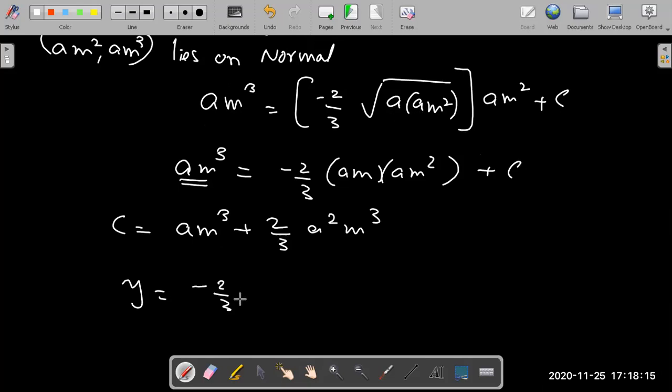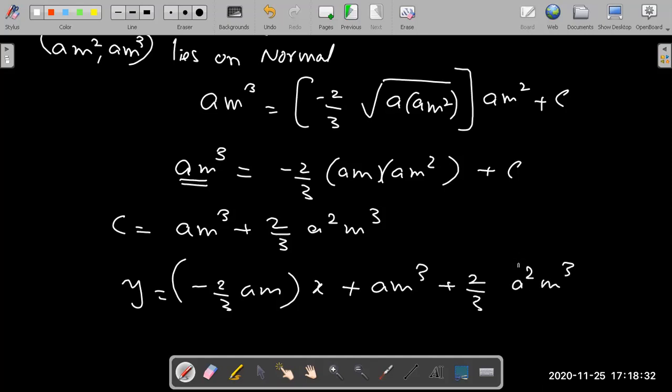Okay, so square root of am, that is nothing but am, this is m, and then you have x, plus c, that means plus am cube plus 2 by 3 a square m cube. This is what the equation of the normal is. Generally this question won't come, they have not given it so far, but I just want to check the answer because we are doing all the questions in the exercise.